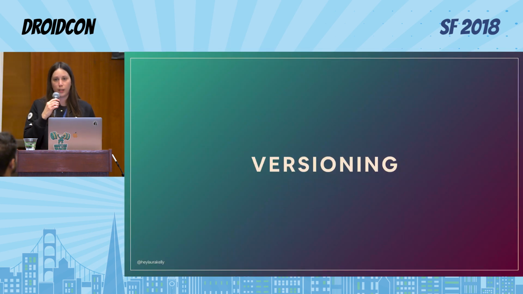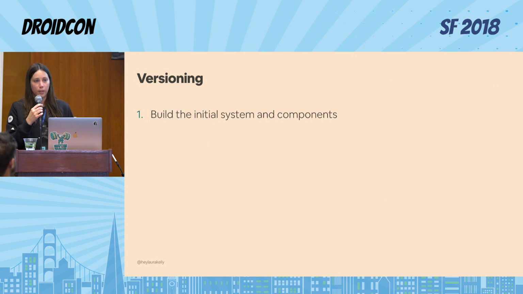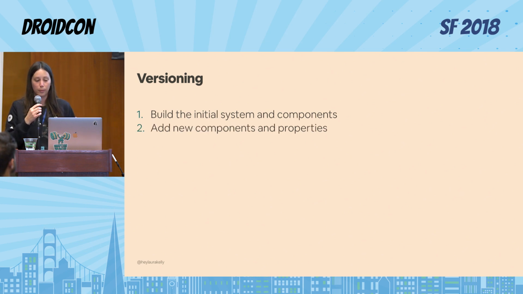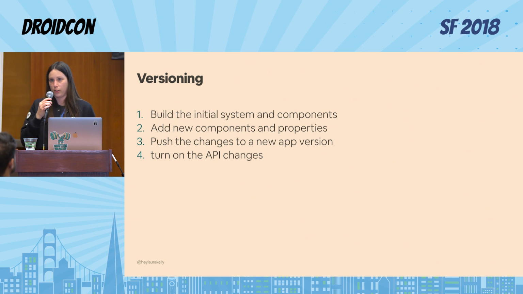And finally, one of the things that Lona was designed very intentionally for is versioning. So probably one of the toughest things about doing server-driven UI is the versioning. And I'll explain why. So here's a common scenario. You build out your initial system with an initial set of components, and then you want to expand to another use case. So you add more components, and maybe you change some of the properties of the existing component. You push the changes to a new app version, and then you turn the API changes on.